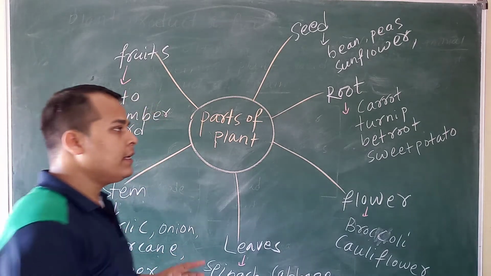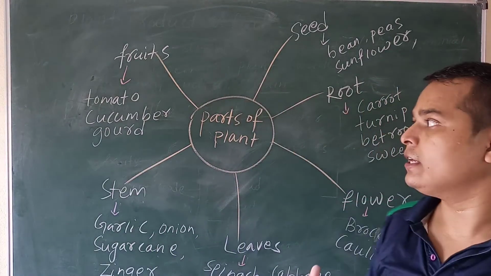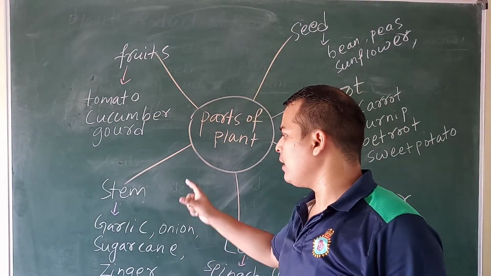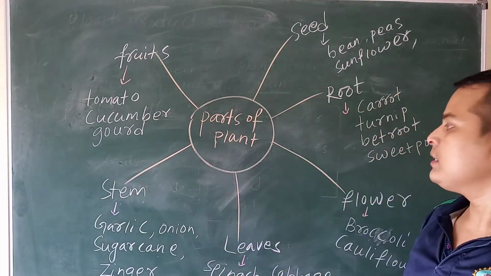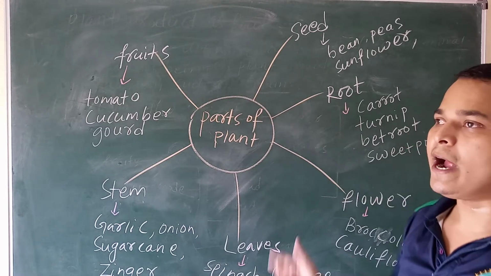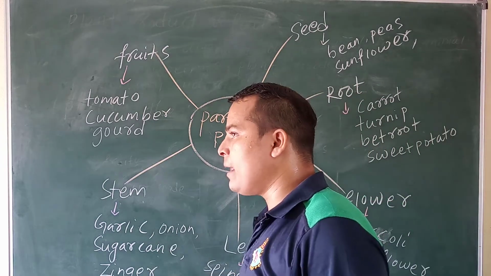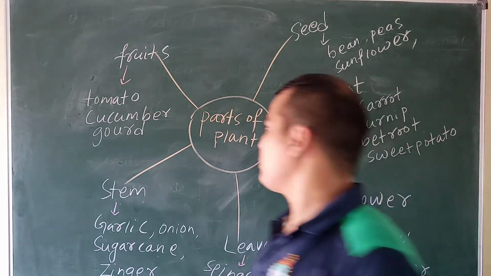So what will happen in the exam? This question will come out like they will give four examples, for example garlic, and then give another one of leaves. So find the odd one out. The question will come out that way.